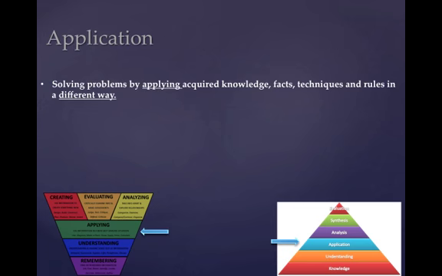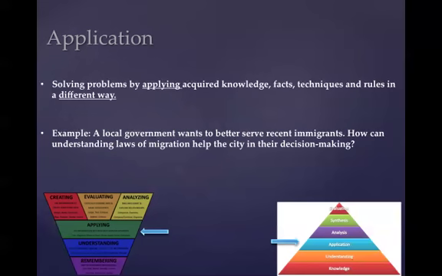Application, problem solving by applying acquired knowledge, facts, techniques, and rules in a different way. Example, a local government wants to better serve recent immigrants. How can understanding of laws of migration help the city in their decision making? So once again, we're still looking at migration patterns and reasons for migration. So understanding laws of migration, how can that help them?